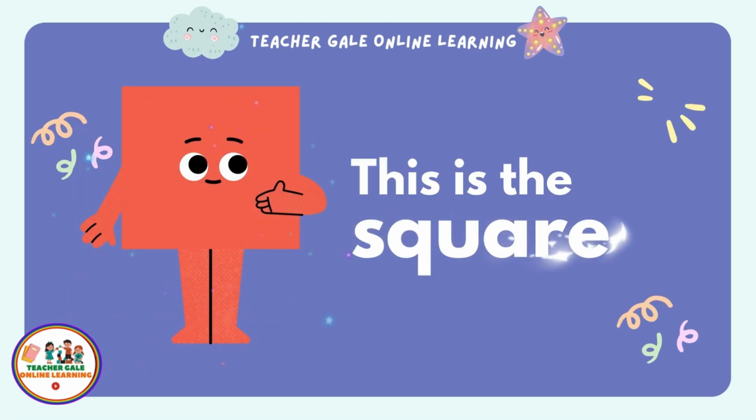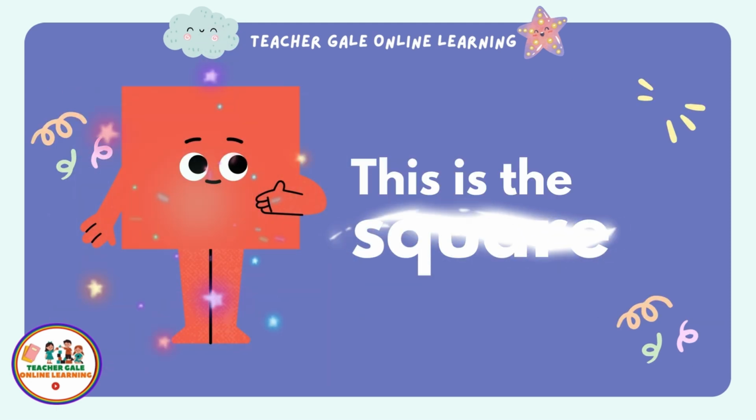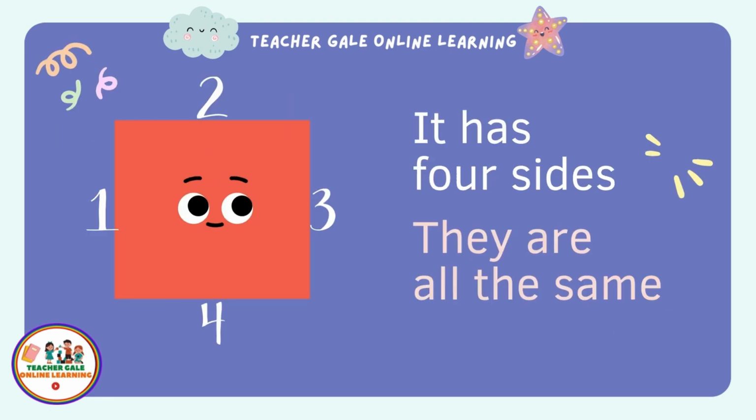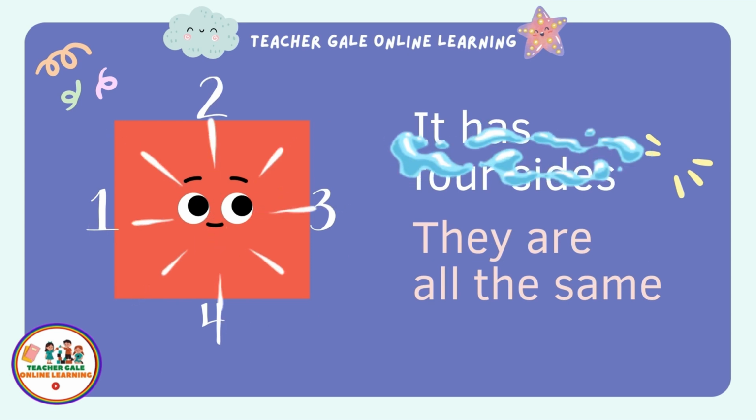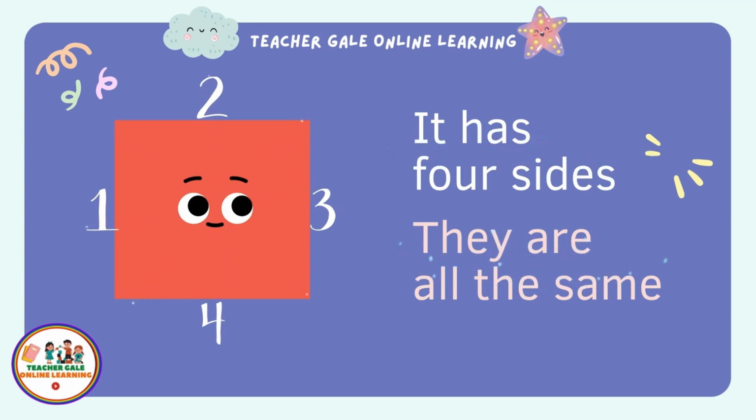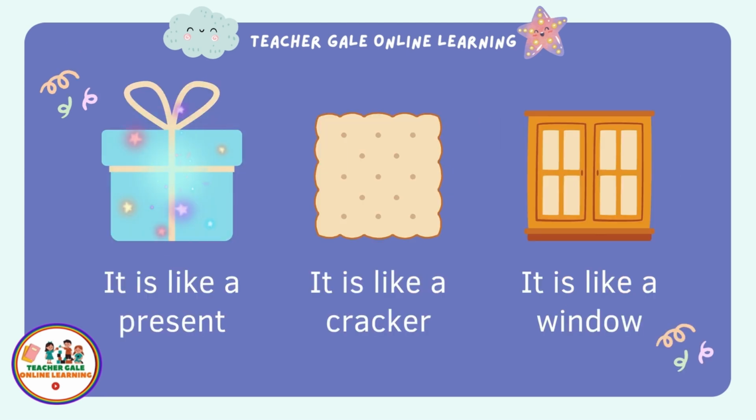This is the square. It has four sides. They are all the same. It is like a present. It is like a cracker. It is like a window.